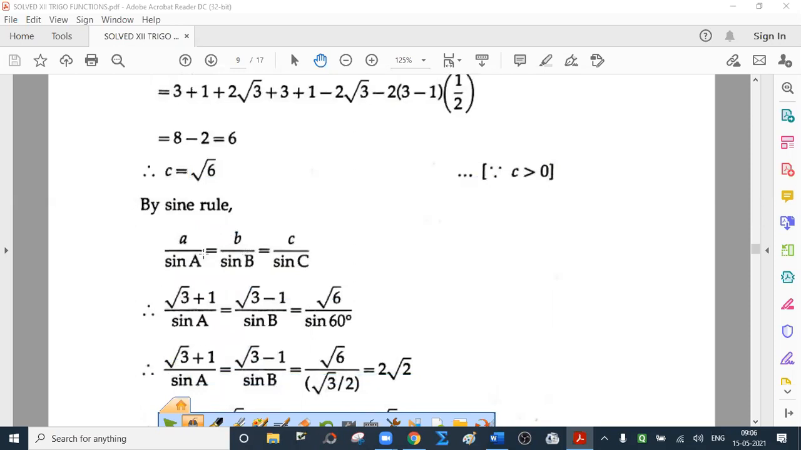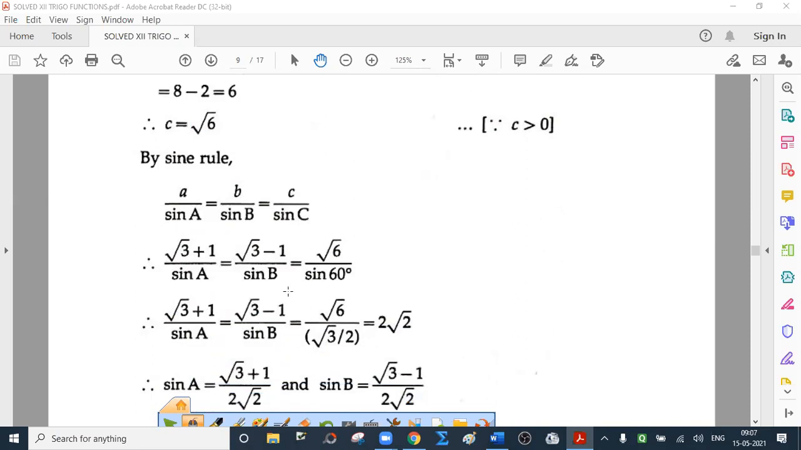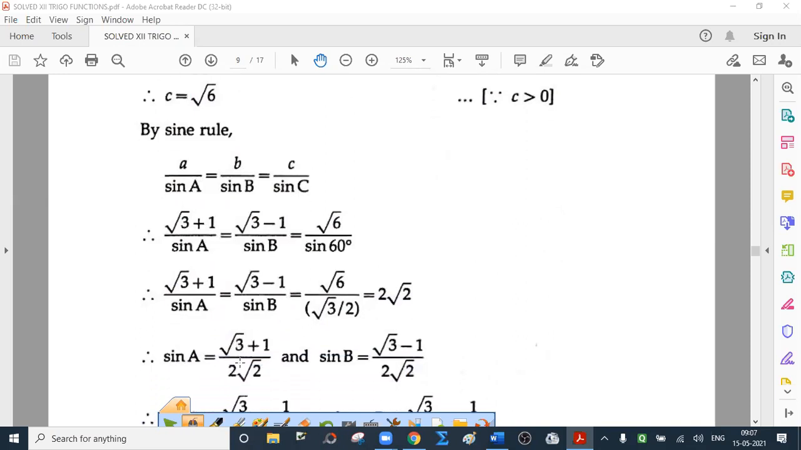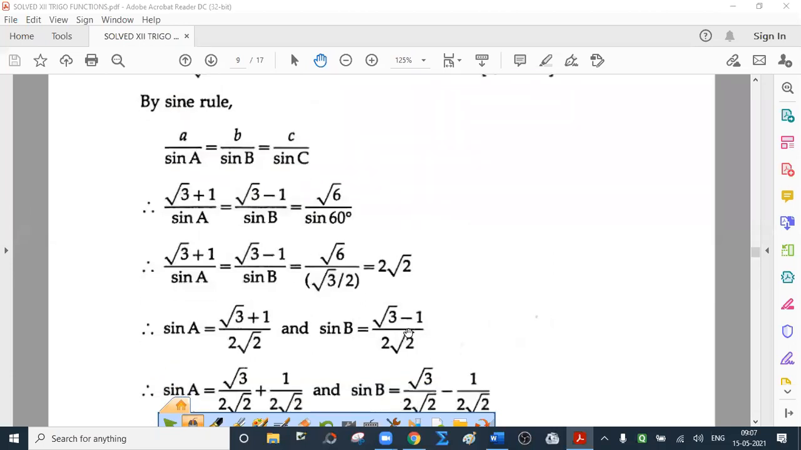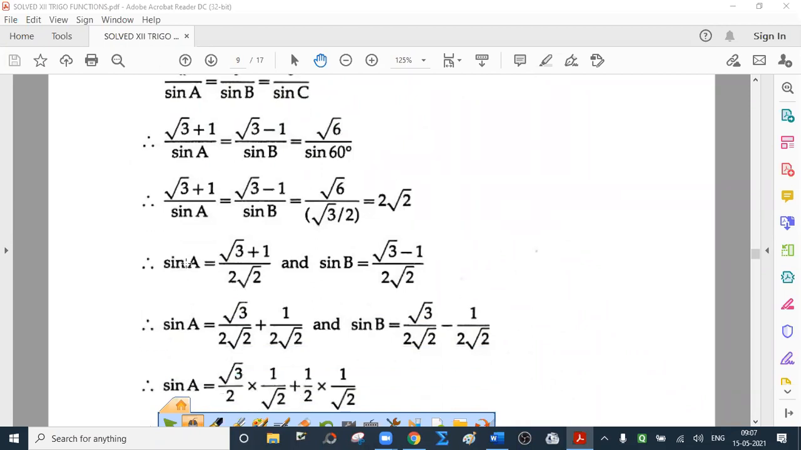By sine rule, a upon sin A equal to b upon sin B equal to c upon sin C. Substitute, rearrange the terms. So sin A is root 3 plus 1 upon 2 root 2. And what is sin B? On rearranging the terms, root 3 minus 1 upon 2 root 2. You may say, can we use log tables? You can, but that won't give you the exact angle. See how terms are rearranged.